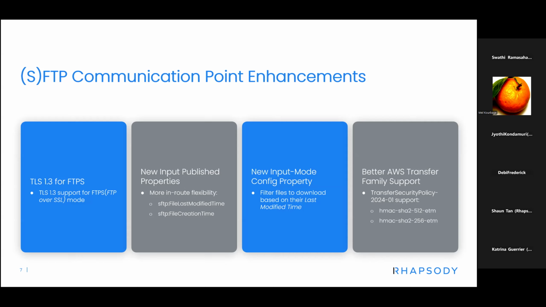AWS Transfer Family is a secure transfer service that lets you transfer files into and out of AWS storage services like Amazon S3. To better support this, we will have support for two new HMAC algorithms, the ones that are listed on the screen. Okay, so those are the SFTP COM point enhancements.